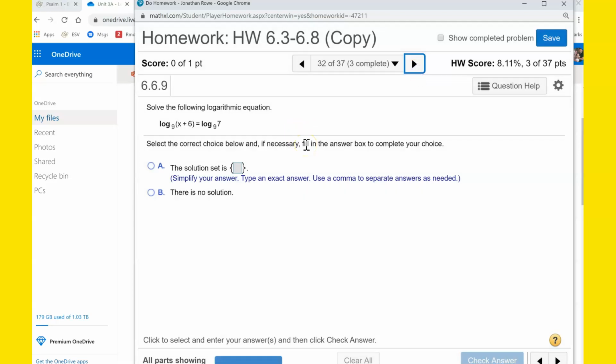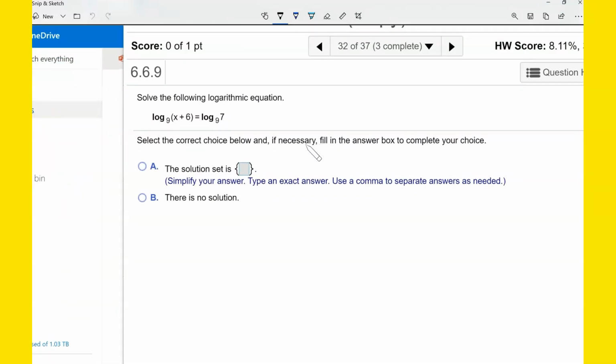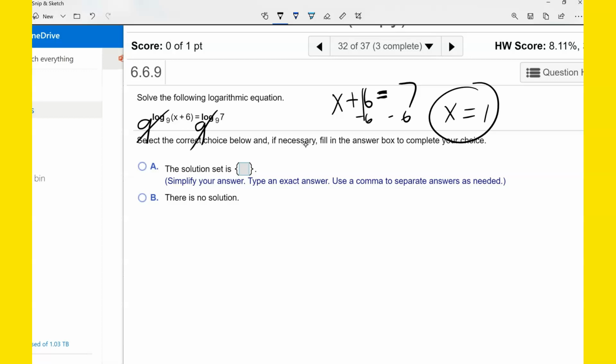Here, this one might look a little trickier, but it's actually really easy. So we want to solve this log equation, meaning we want to get rid of that. We're trying to get x by itself, so we need to get rid of the log base 9. So how do we do that? We do that by exponentiating with a big base 9 on both sides, and that cancels out both log base 9s. And so we're just left with x plus 6 on the left side, and we're just left with 7 on the right side. Now it's a very simple linear equation where you just subtract 6, and you get x equals 1. And that's that.